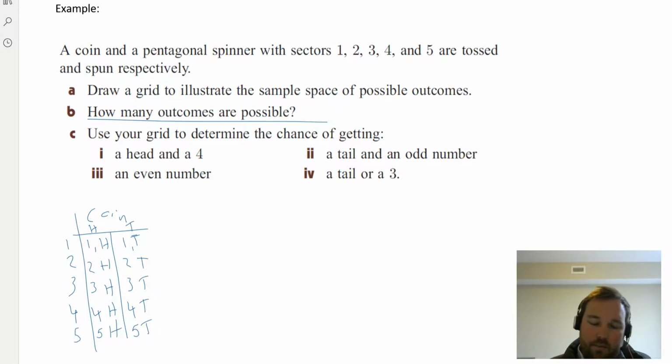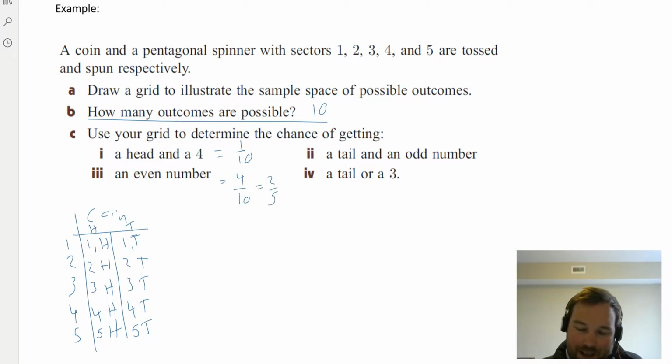How many outcomes are possible? Well, if we count them up there, the answer is 10. Use your grid to determine the chance of getting a head and a 4. Well, there's only one possibility there, and that's 1 out of 10. What about an even number? Well, an even number, there is going to be 1, 2, 3, 4. There is 4 out of 10 possibilities. We could write that as 2 over 5.